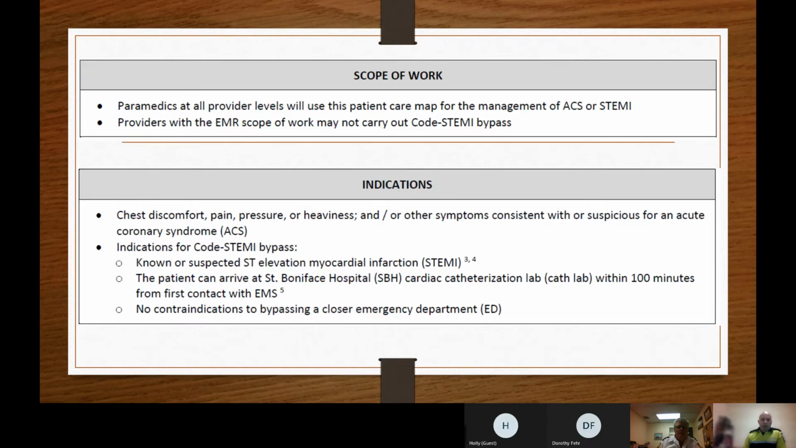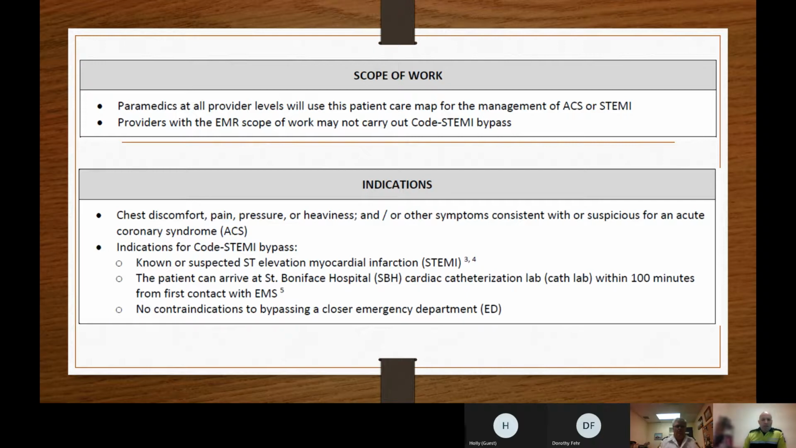So the first box, when you look at a care map, it'll have your scope of work. So the first thing I'll talk about is scope of work. Again, we got rid of the colored boxes. It'll just show who can do what. So for here, paramedics at all provider levels can use this care map for management of ACS or STEMI. But when it comes to scope of work, providers with EMR scope of work cannot carry out the STEMI bypass. So EMRs are allowed to access this for guidance for care, but when it comes to actually contacting the cardiologists, they are not allowed to do that at this time.